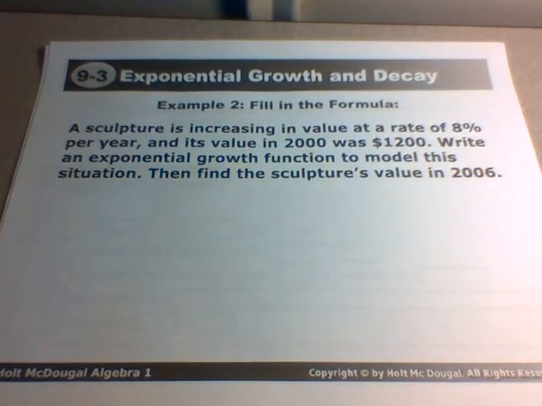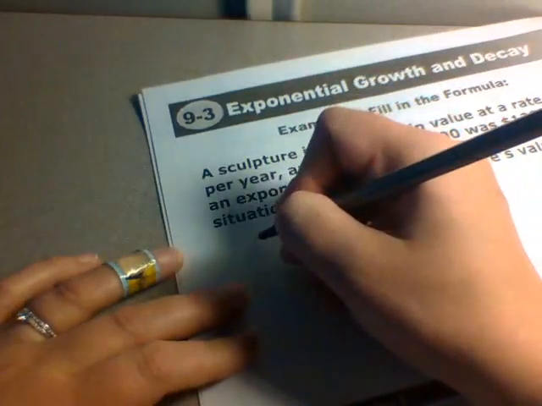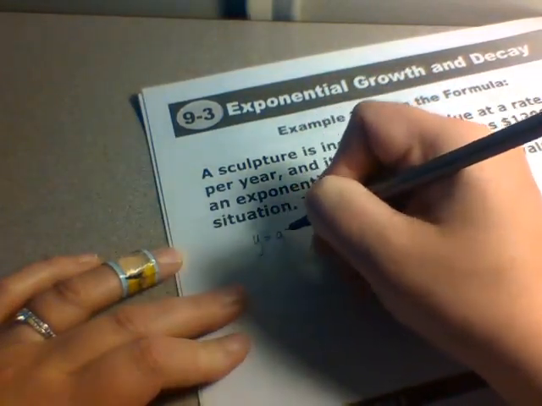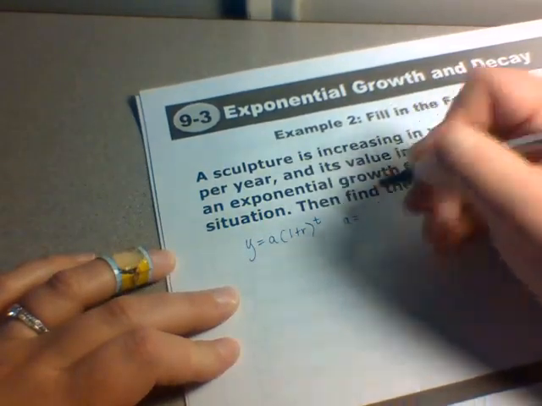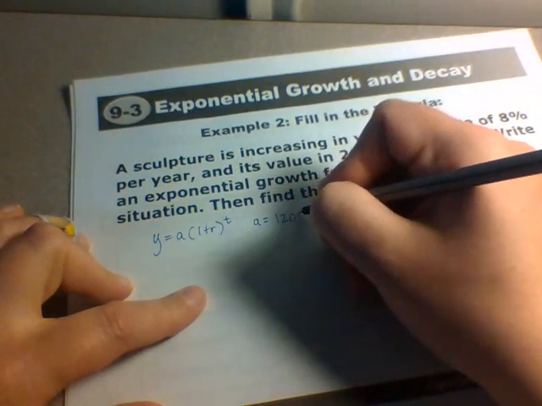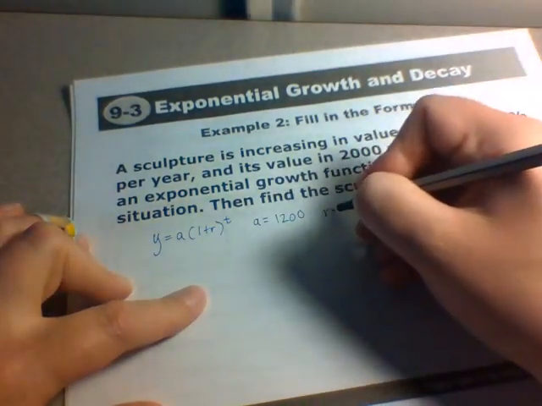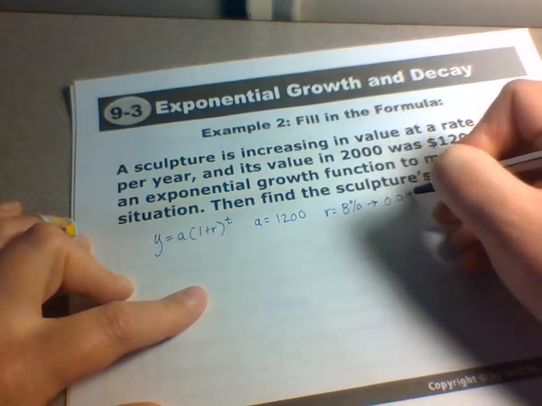A sculpture is increasing in value at a rate of 8% per year, and its value in 2000 was $1,200. We need to write an exponential growth function to model this situation and then find the sculpture's value. So again, we're using our equation of growth. So we have a times 1 plus r to the t. In this scenario, our a value, or the starting value, is $1,200, and the rate is 8%, but again, 8% is actually 0.08.